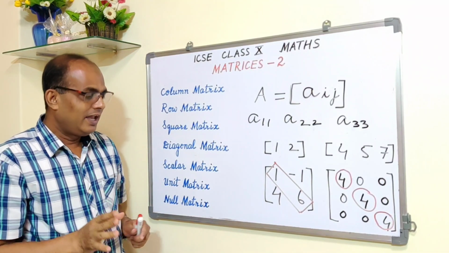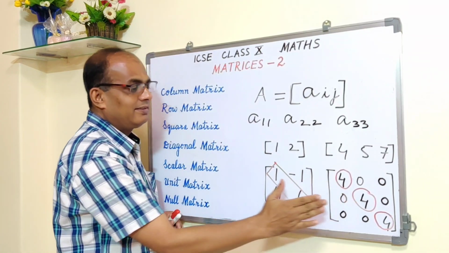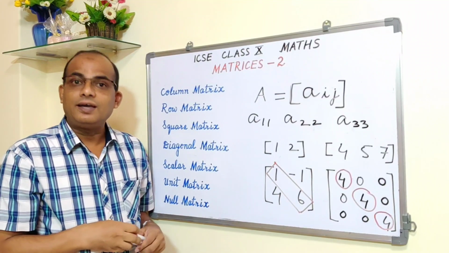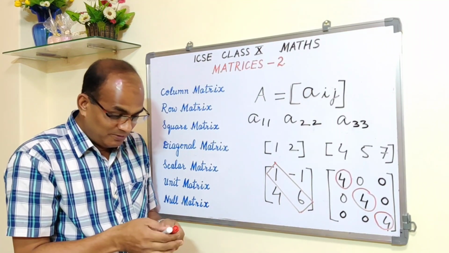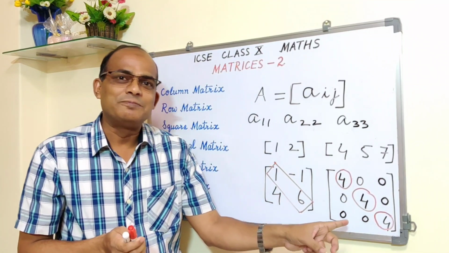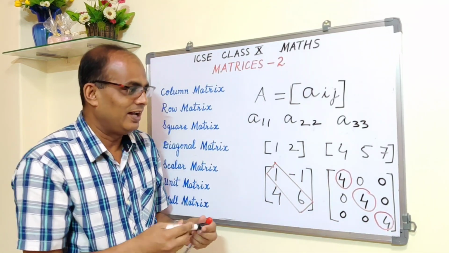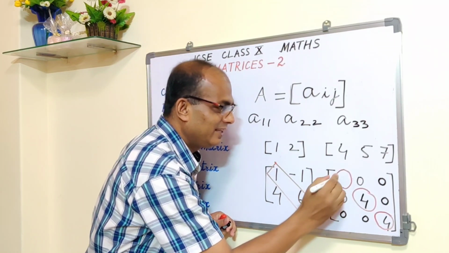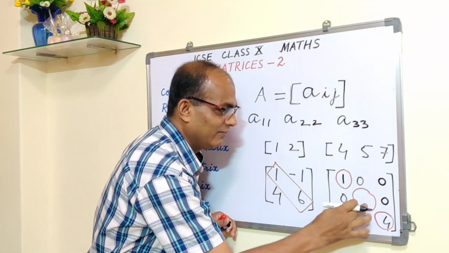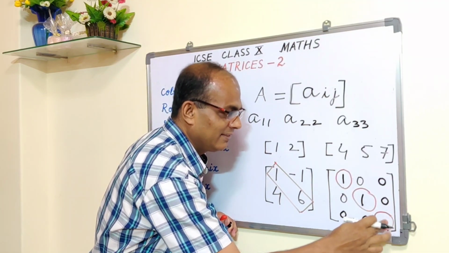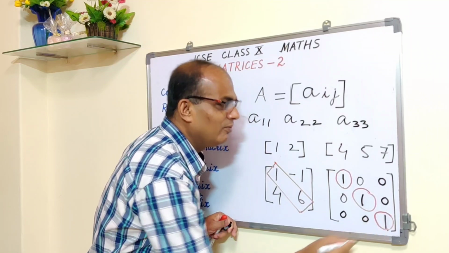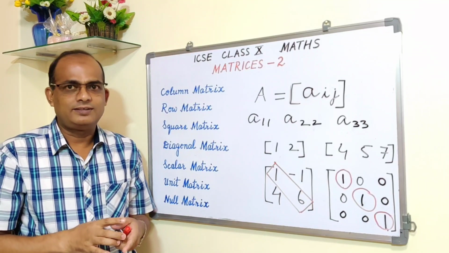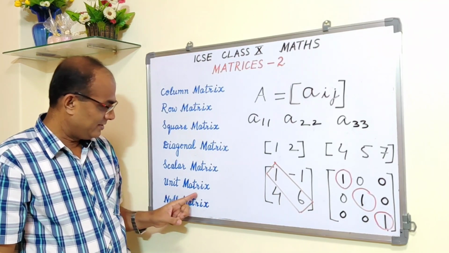Now see the similarity. This scalar matrix becomes a unit matrix or an identity matrix if not only they are the same, but each element is 1. They have to be not only the same but 1, unity. So they are the same and at the same time 1. Alright, now it becomes a unit matrix or identity matrix.